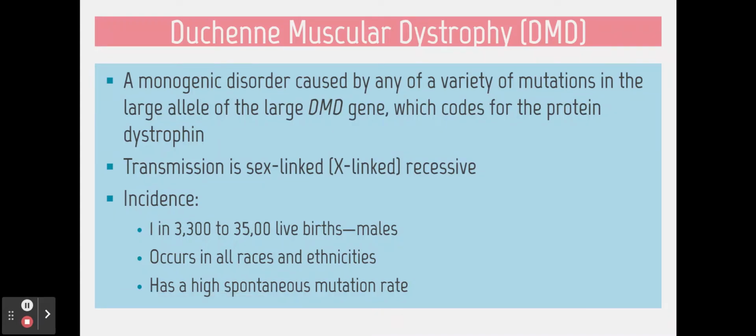Okay, so we are going to talk about some X-linked recessive disorders. We'll start with Duchenne muscular dystrophy. We'll talk about Becker muscular dystrophy, and then we'll go on into a discussion of hemophilia.